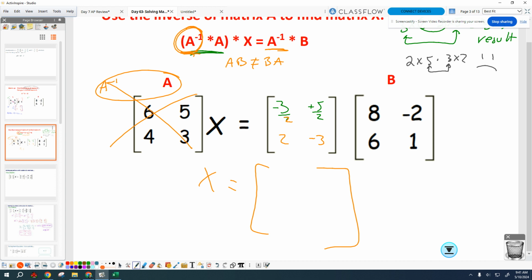Peter, what do I get in the top left corner? Negative 12. Negative 3 over 2 times 8 is negative 12, but I need to add on 3. Plus 5 over 2 times 6. Wait, is this hard? 5 over 2 times 6 is 15.